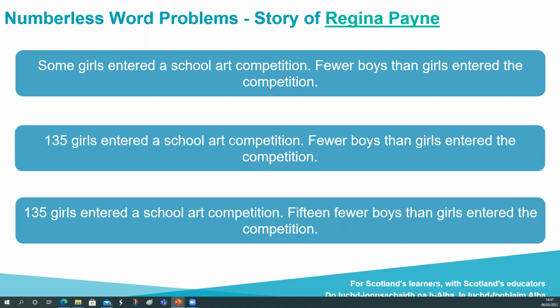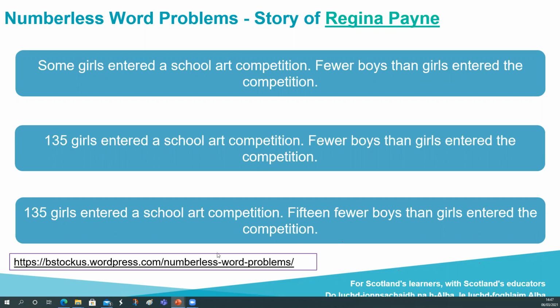You'll also notice that there are not any questions being asked at this point. So learners could be asked to create their own possible questions. So for example, what was the total number that entered? Or how many more girls than boys entered the competition? So that's really just a shortened version of this. So I highly recommend that you read the story of Regina Payne, as the way she tells the story is really great.